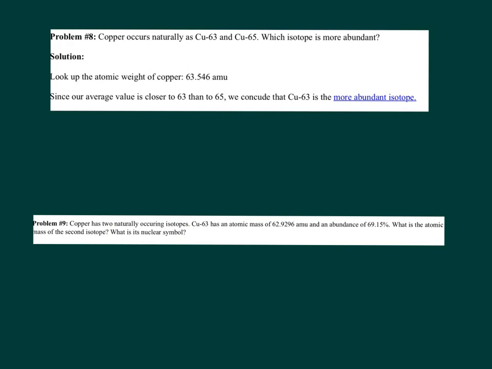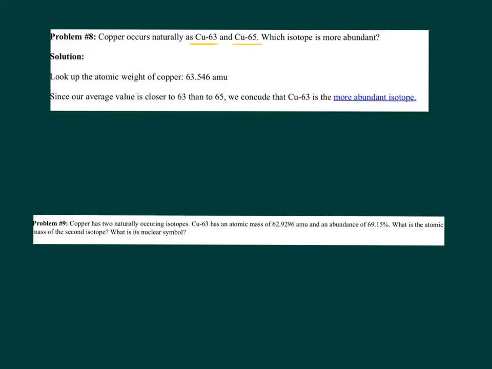Average atomic mass. Average atomic mass is the mass of all the naturally occurring isotopes of that element. So you've heard me say this before. When we look at the periodic table and we look at carbon, element number 6, it has a mass of 12.011. That represents the average of all the naturally occurring isotopes of carbon, which are carbon 12, carbon 13, and carbon 14.